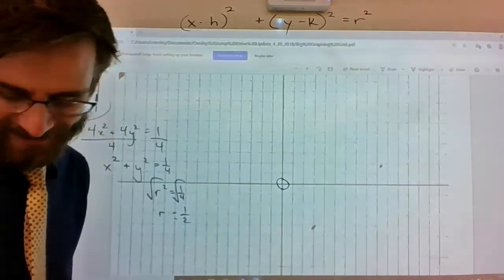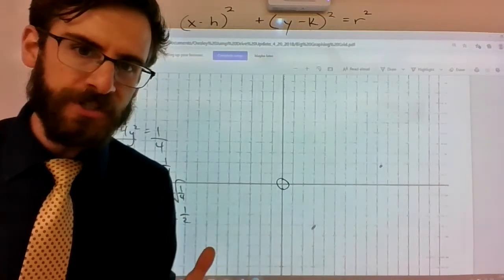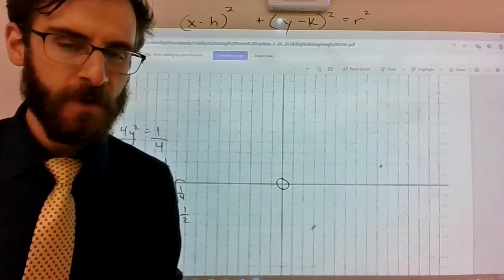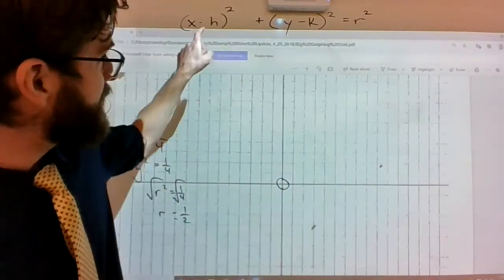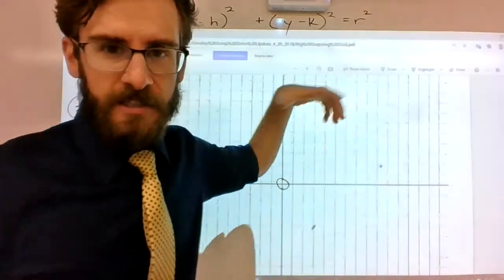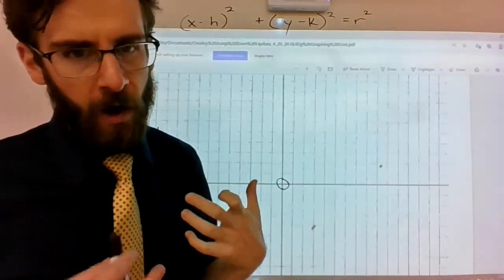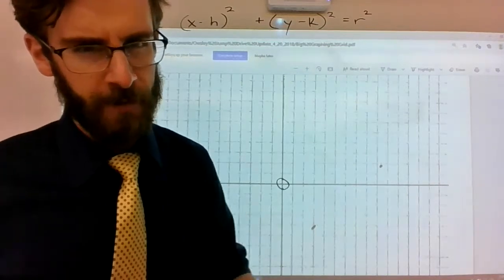All right. So those are your circles. Now what happens when we start talking about a semicircle? Well, a semicircle is basically a manipulation of this formula to get x by itself or y by itself. Let me show you what I mean by that.